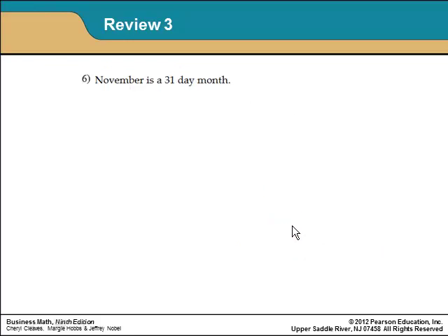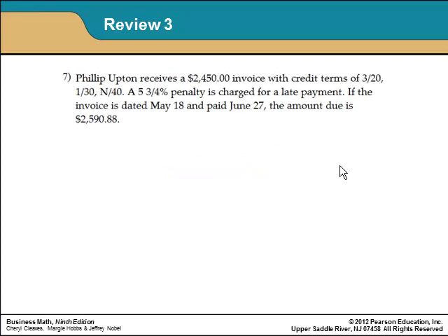November is a 31-day month. Well, remember you count your knuckles, and November is a valley, so it only has 30 days. Phil Newton Upton receives a $2,450 invoice with credit terms of 3% in 20 days, 1% in 30 days, net in 40 days. A 5 3/4% penalty is charged for late payment. If the invoice is dated May 18th and paid on June 27th, the amount due is $2,590.88. Is that true or false?